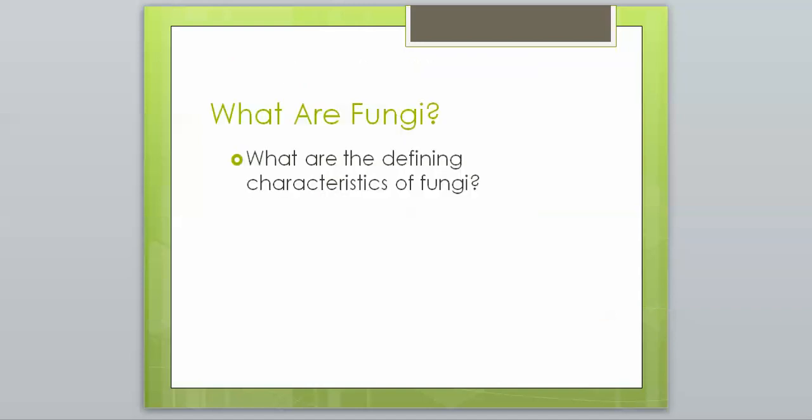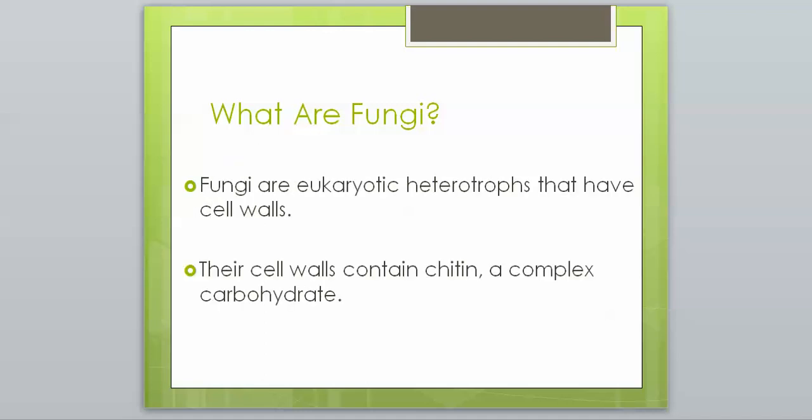So to get started, what are those defining characteristics that make them different from plants? First off, the main characteristics of fungi is that they are eukaryotic heterotrophs that have cell walls. Eukaryotic and heterotroph should be review words from Biology 1, but I'm going to make sure you guys know what they mean. Eukaryotic just refers to a complex cell that has organelles and a centralized nucleus.